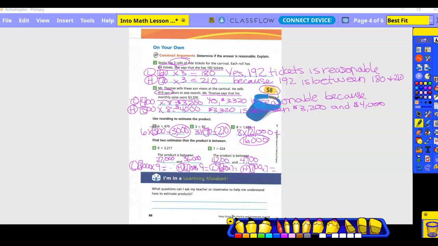So we did a low and a high. Our low was 600 times 7, which got us 4,200. And our high was 700 times 7, which got us 4,900. So the product would be between 4,200 and 4,900.